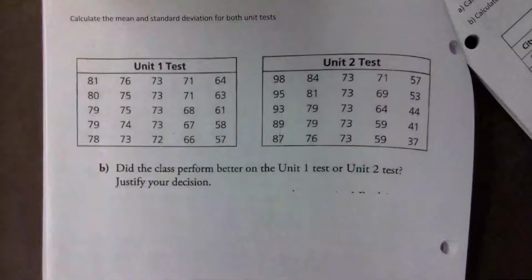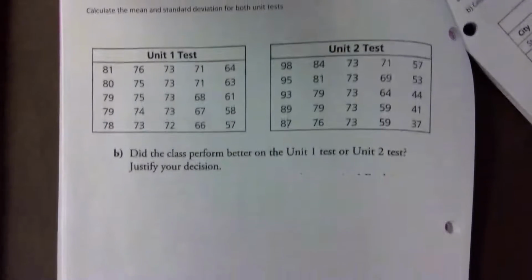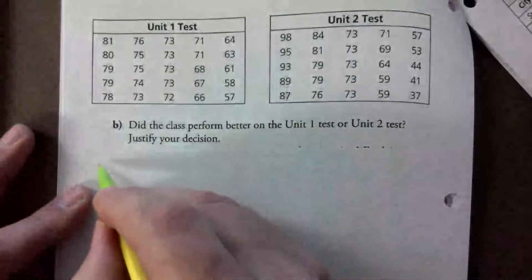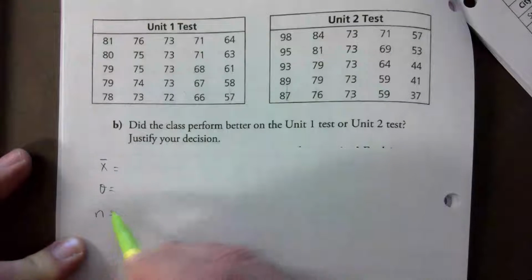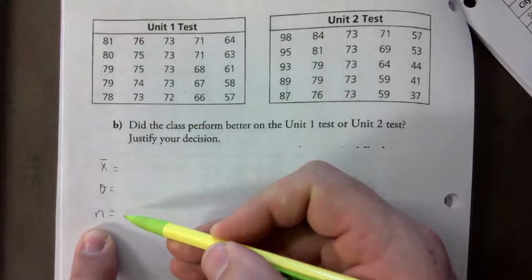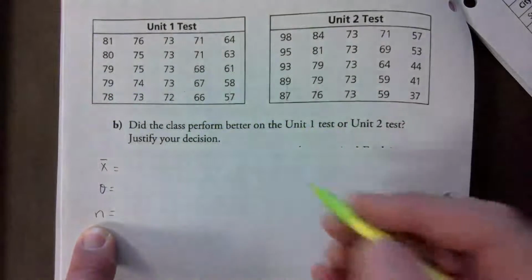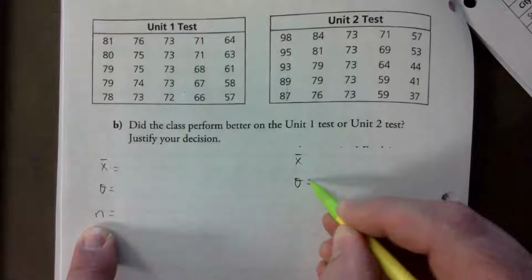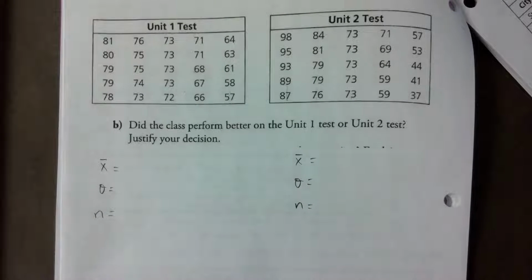What I want you to do moving forward, what does it say? Mean and standard deviation, yeah. I want you to do this, mean, standard deviation, and can you tell me n as well? N is the number of scores that you've entered, right? So you do that for both sets, and then we're going to answer B. Did the class perform better on Unit 1 or Unit 2 tests? Justify your decision.